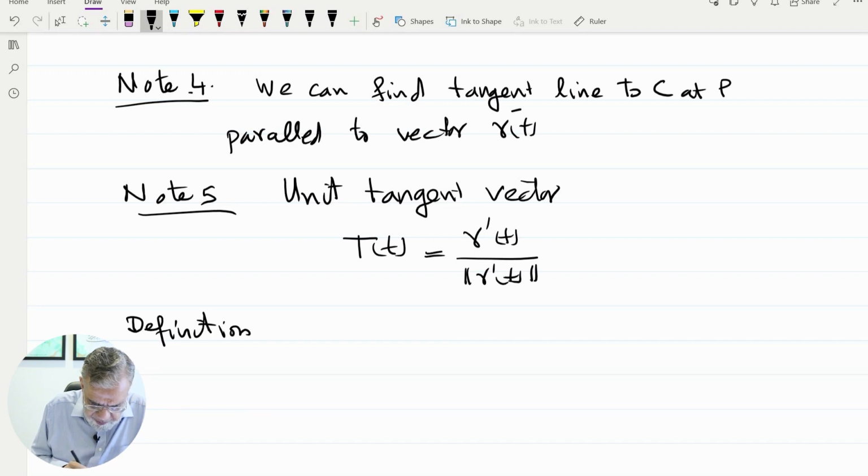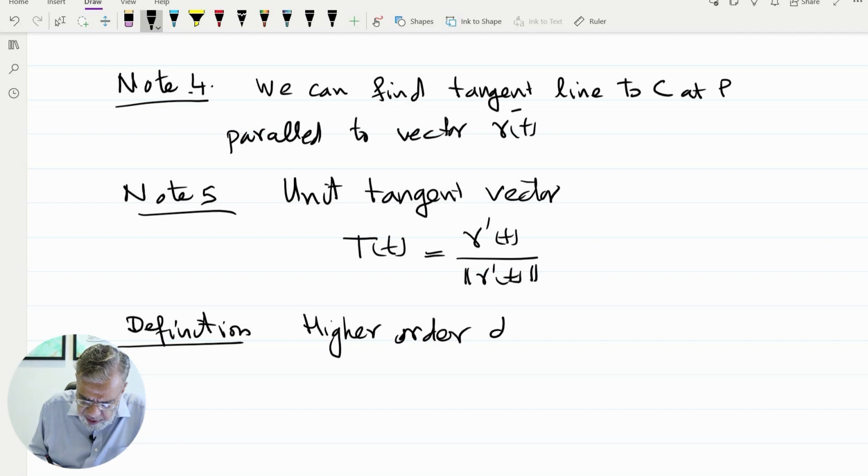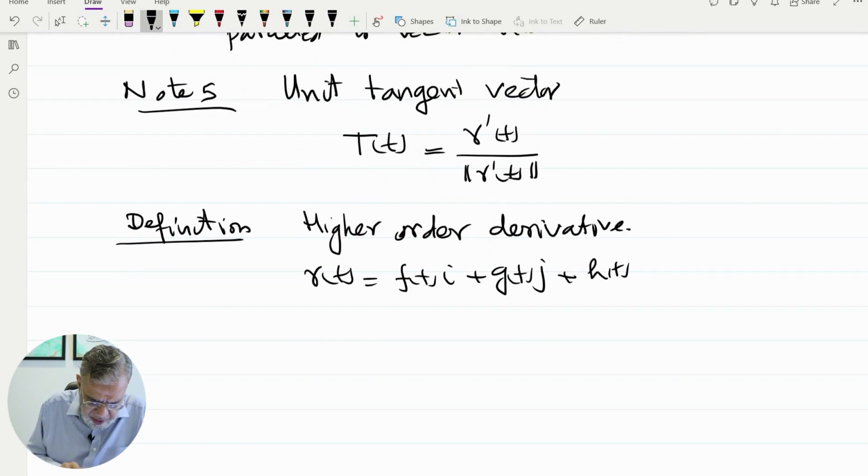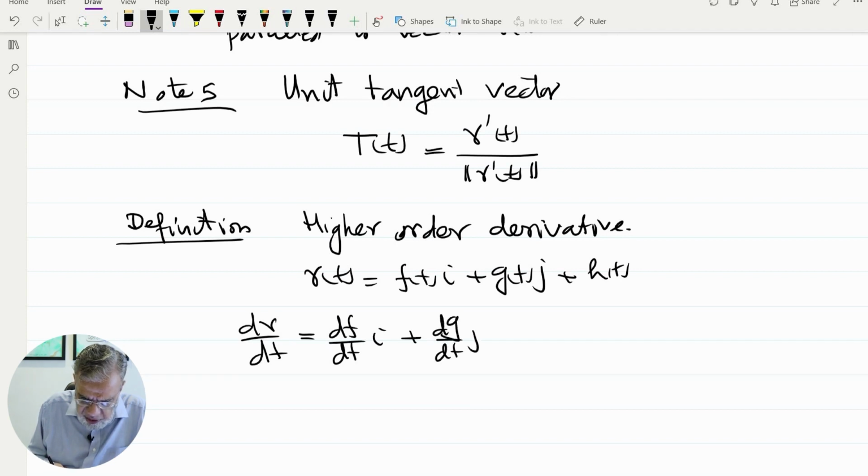Definition: higher order derivative. We have already defined the first order derivative. If the functions are differentiable, then we can find the higher order derivatives. We have r of t equal to f of t i plus g of t j plus h of t k. So dr by dt, our first order derivative, is equal to df by dt i plus dg by dt j plus dh by dt k.